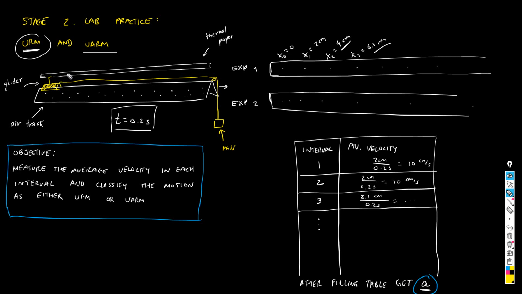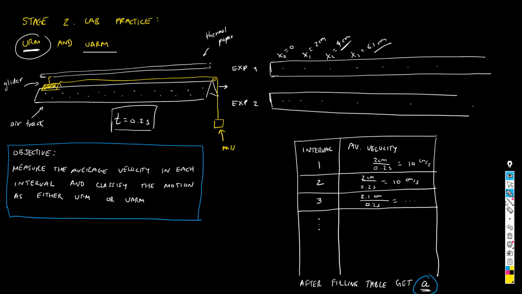The wire is going to spark every 0.2 seconds, and at the end of the experiment, you're going to get this strip, and you're going to observe that in this case, the glider is going to leave points which are further and further away. Like the distance between these 2 points is going to be much greater than the distance between these 2 points, and so on. Why? Because the cart or the glider is accelerating.